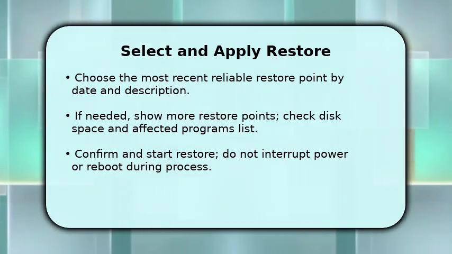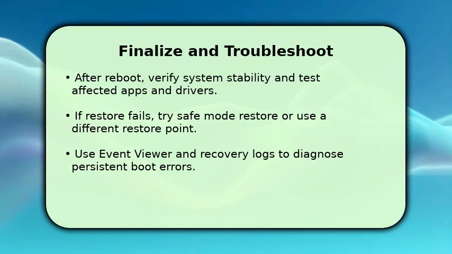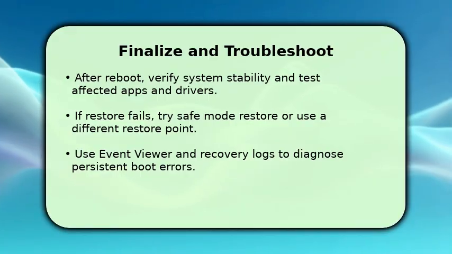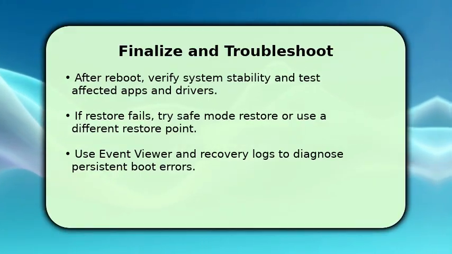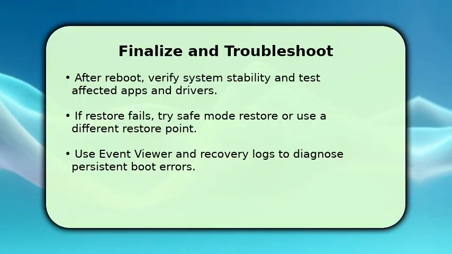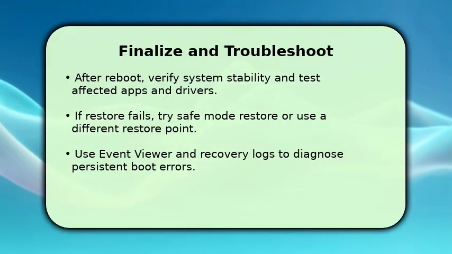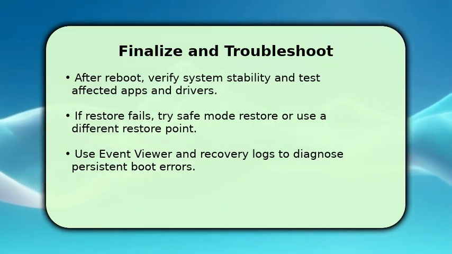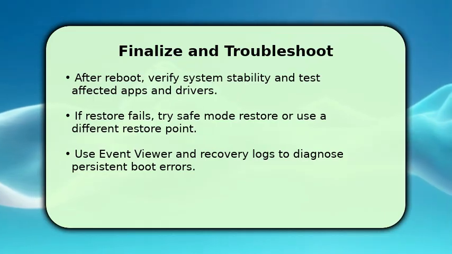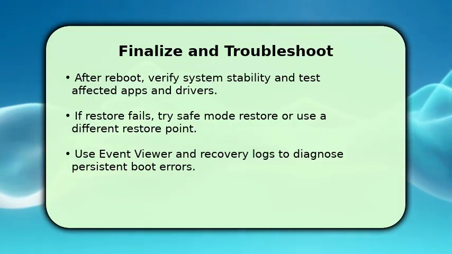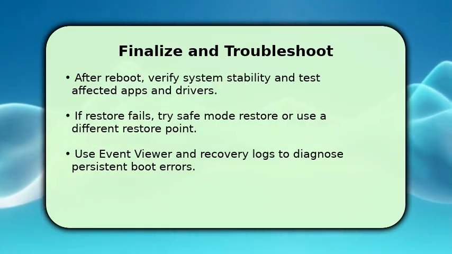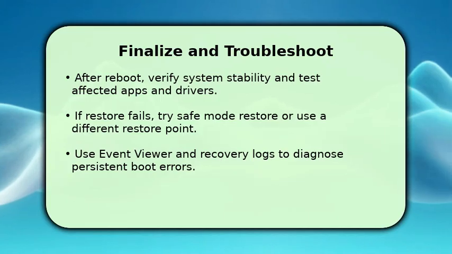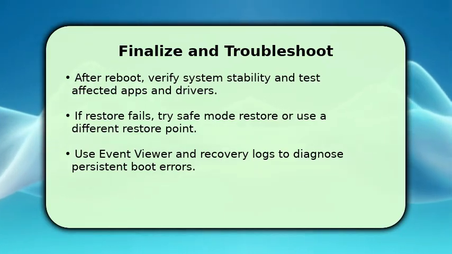You finish by validating the restore and addressing any remaining issues. After the reboot, check that your desktop, drivers, and key applications work. Run Windows Update and update drivers if necessary. If the restore fails or the problem persists, boot back to recovery, attempt system restore from safe mode, or select a different restore point. One key troubleshooting tip: inspect the restore log in the recovery environment and event viewer for precise error codes. That directs the next corrective action.